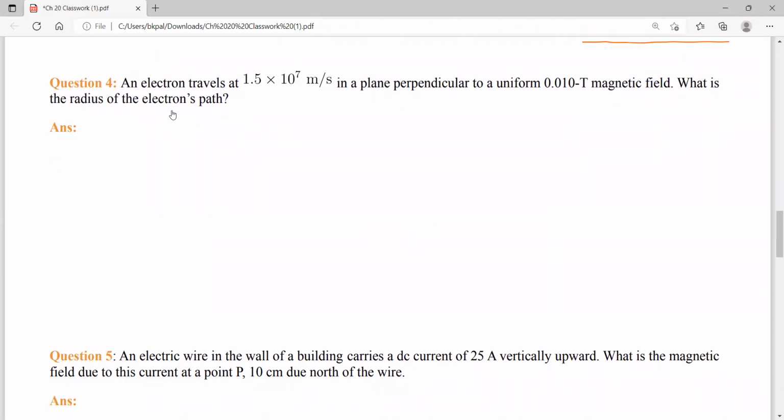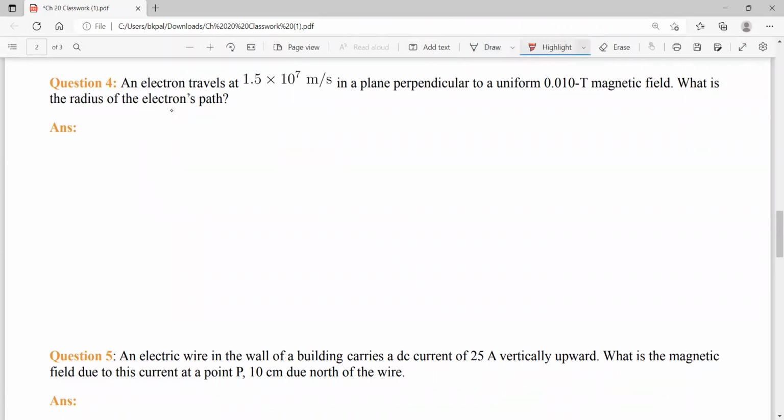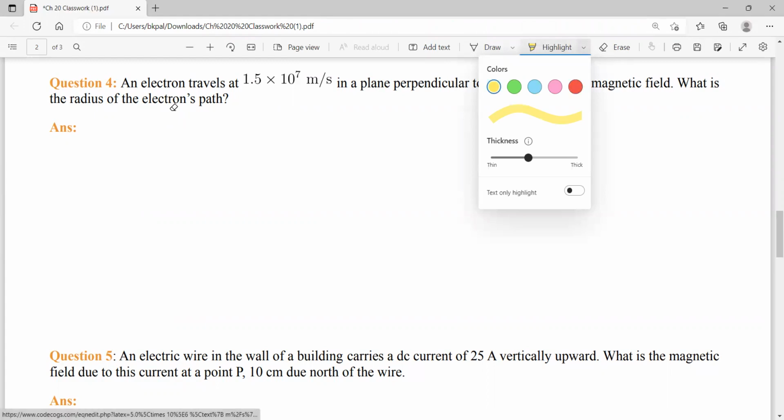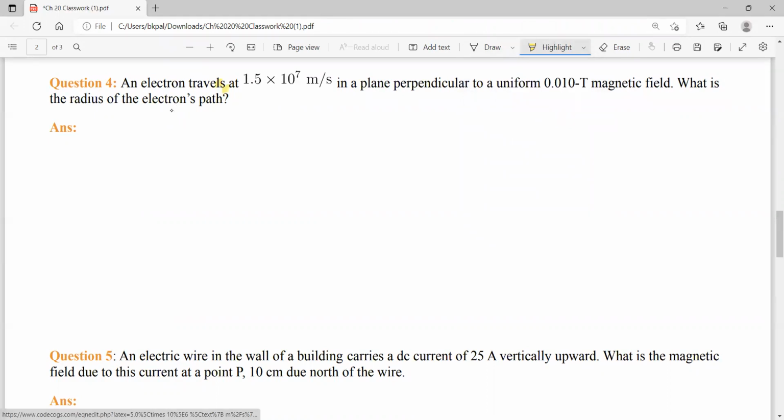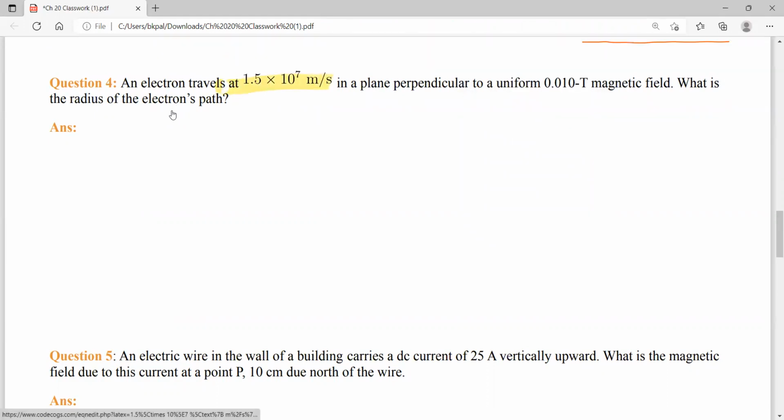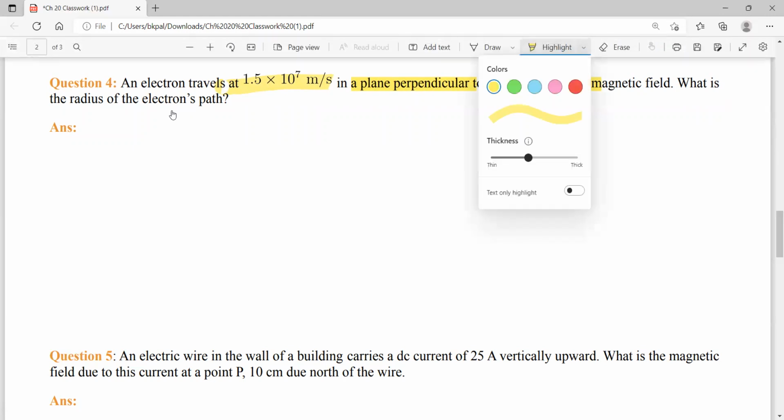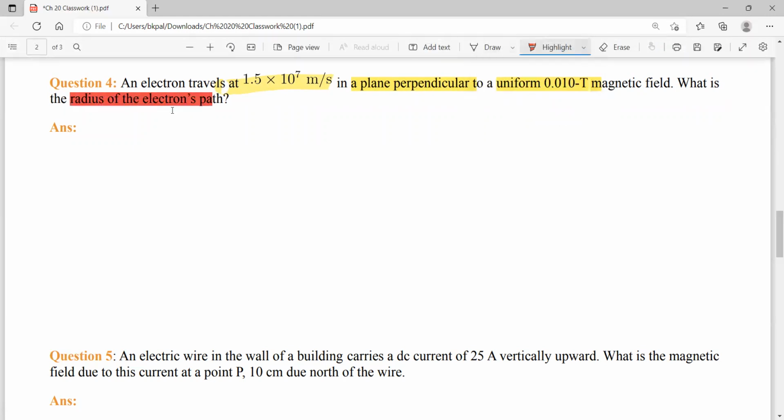All right, so here it says that an electron is traveling at this speed. So speed is given, magnetic field is also given, and it says perpendicular, the direction is also given, and then we have to calculate the radius of the electron's path.